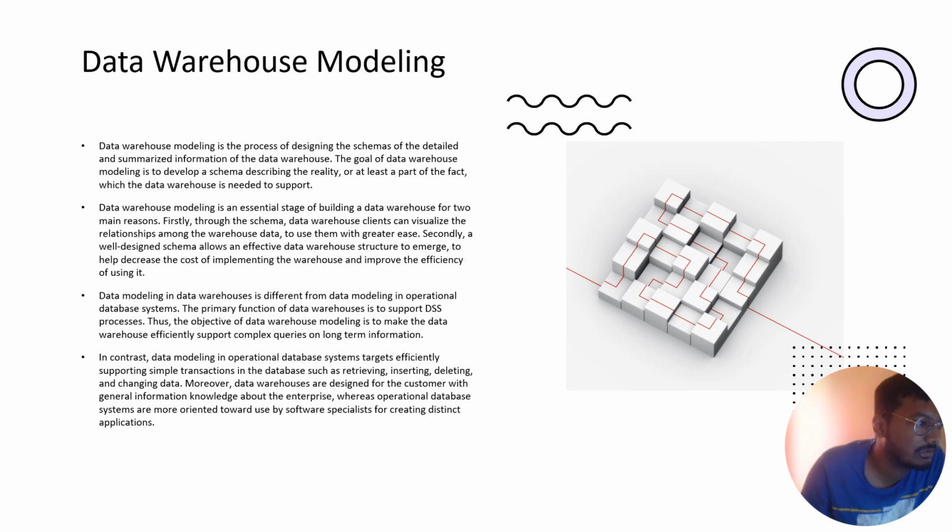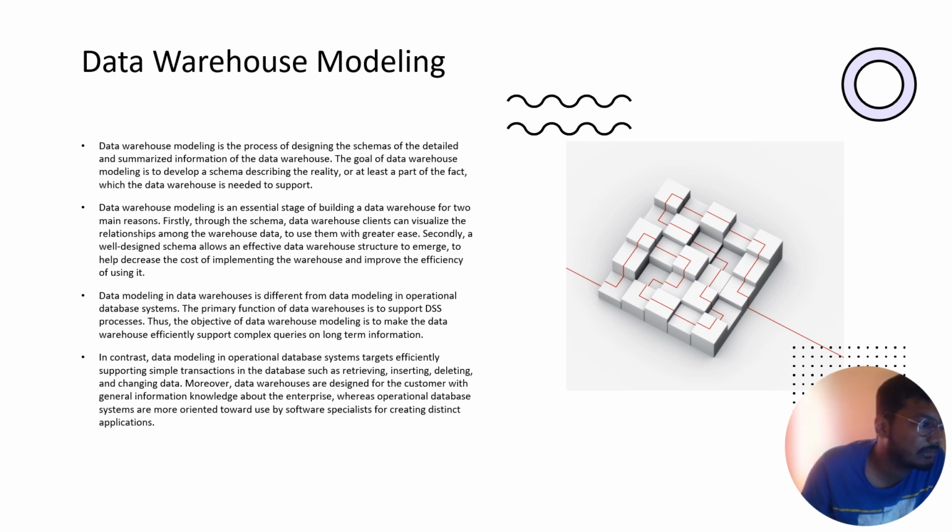Also, data warehouse modeling is an essential stage of building a data warehouse for two main reasons. Firstly, through the schema, data warehouse clients can visualize the relationship among the warehouse data to use them with greater ease. Secondly, a well-designed schema allows an effective data warehouse structure to emerge to help decrease the cost of implementing the warehouse and improve the efficiency of using it.